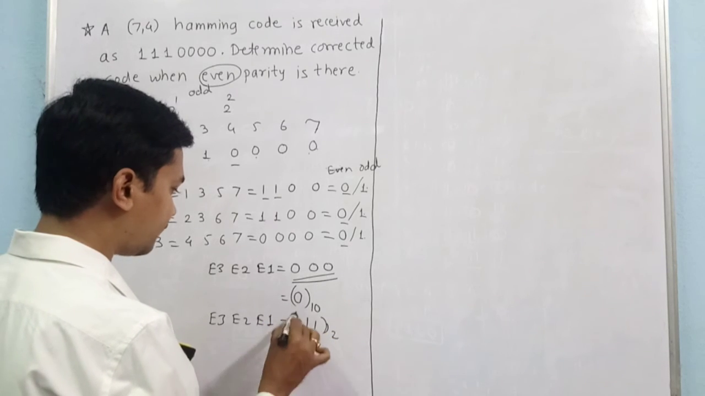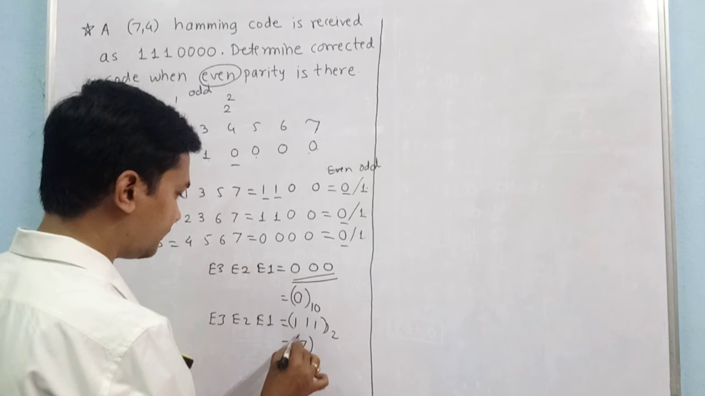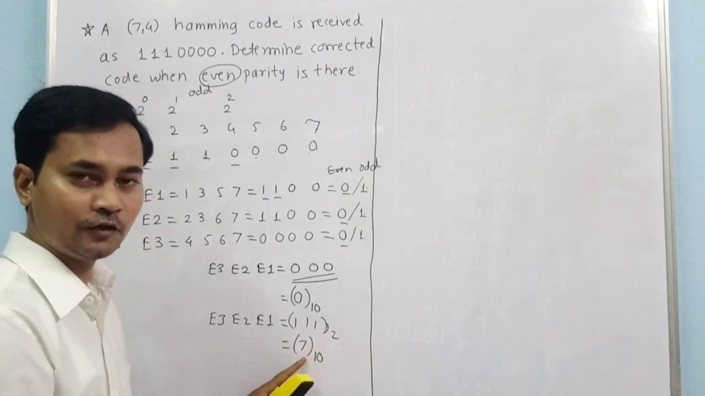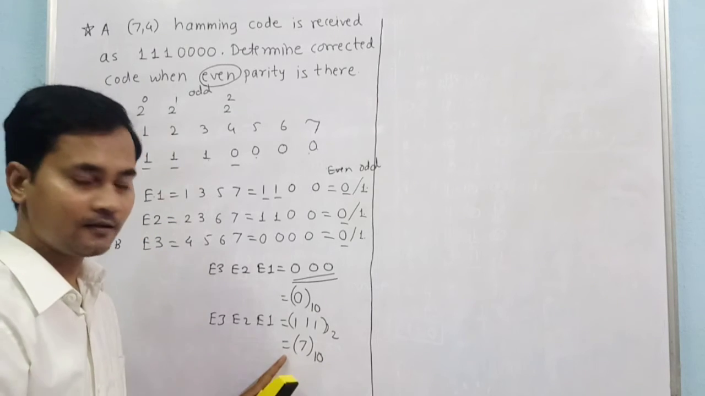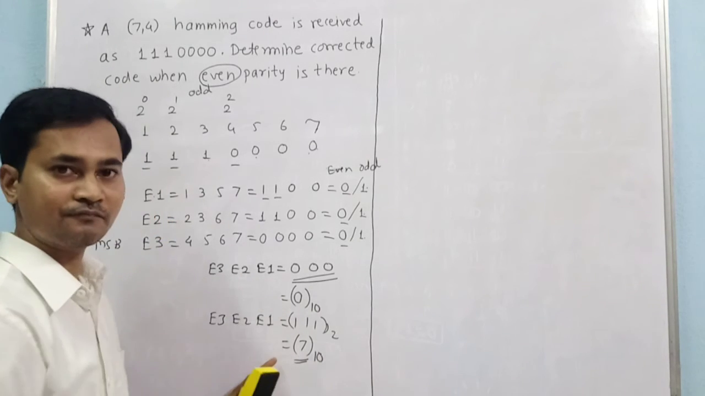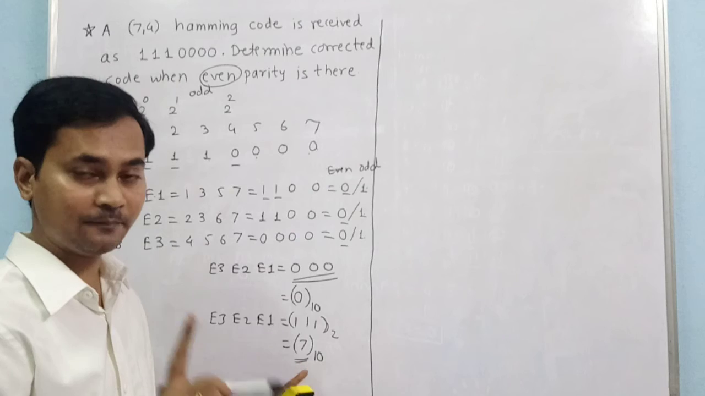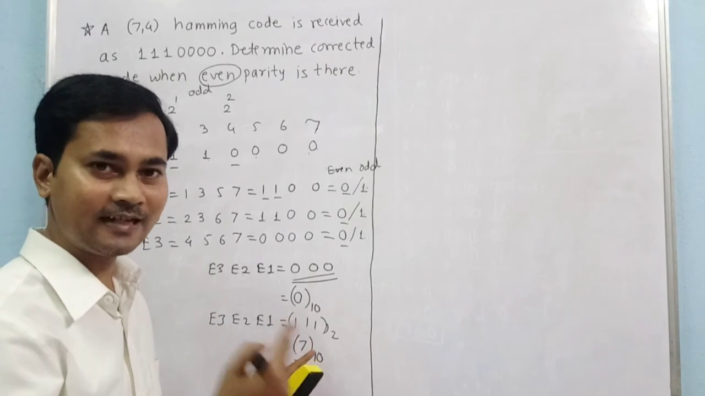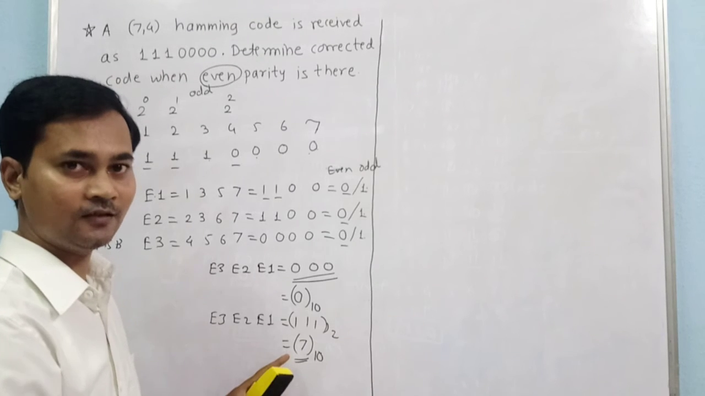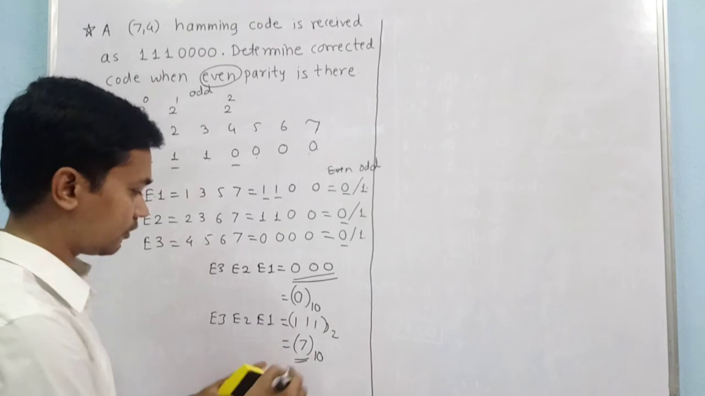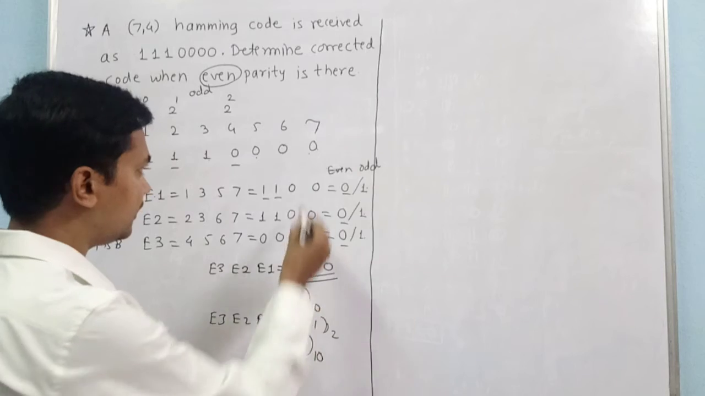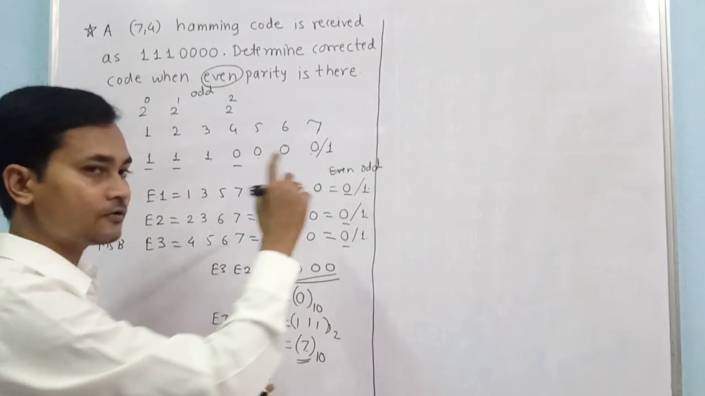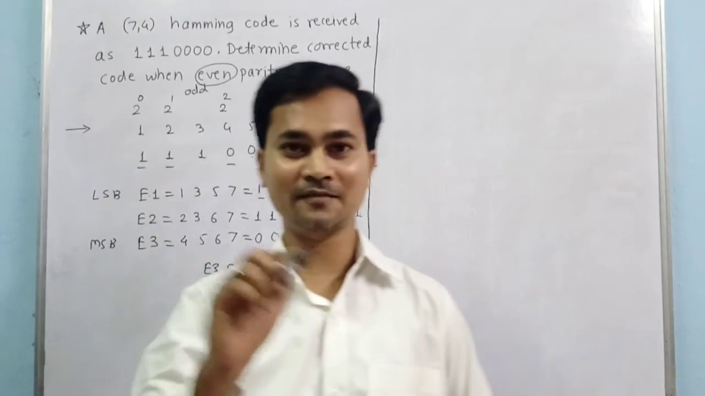This is in binary format, and 7 is the decimal value. From this we can conclude that there is a one-bit error at the 7th position. We need to change that bit at the receiver side, and the receiver will take care of that. So the 7th bit has an error. Instead of this 0, the exact data which the transmitter transmitted was 1.